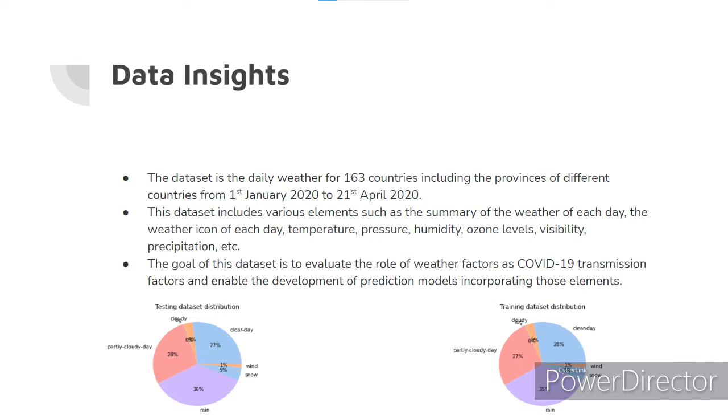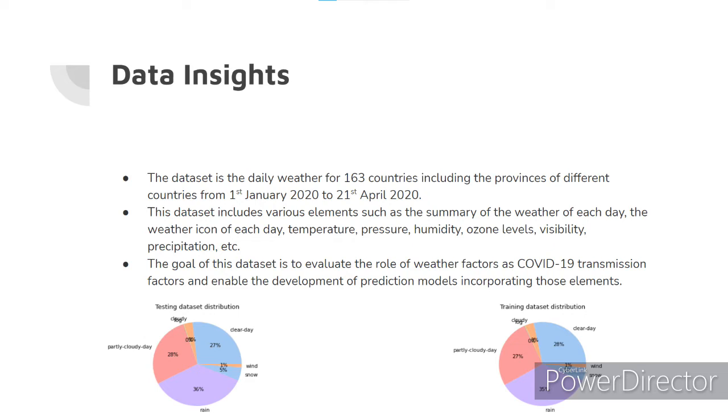So, data insights. Our dataset that we chose to work with is the daily weather for 163 countries, including the provinces of different countries from January 1st to April 21st of 2020. This dataset includes various elements such as the summary of the weather of each day, the weather icon of each day, temperature, pressure, humidity, ozone levels, visibility, precipitation, and much more.